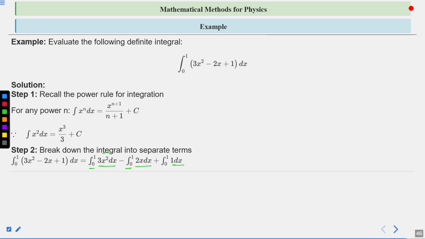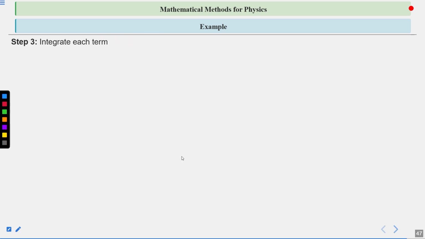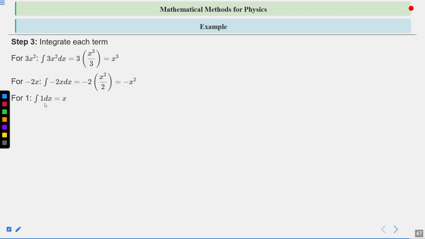So what will be the integration of this? It will be 3x cube divided by 3, and for 2x it will be 2x squared by 2. So integrate each term. For 3x square it will be 3x cube divided by 3, so 3 cancels out, remaining term is x cube. Similarly for minus 2x, integration is minus 2 x square divided by 2, which is minus x square. And for 1 it will be x.